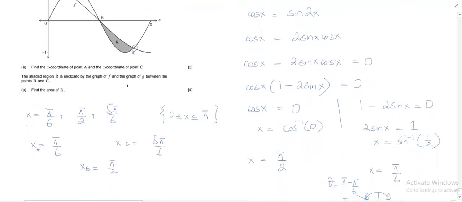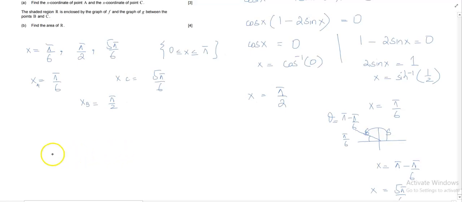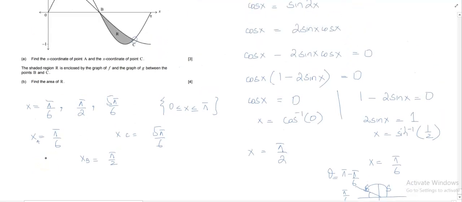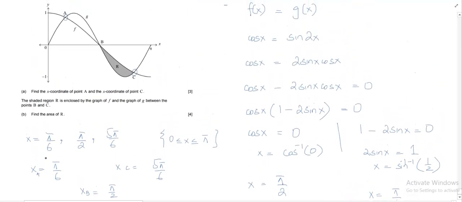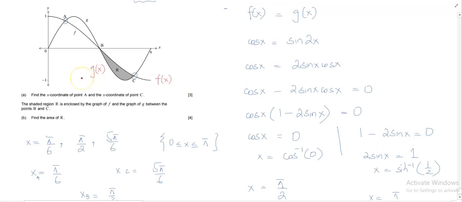Okay, now let's just focus on part B of it and see how we can find that out. The shaded region R is enclosed by the graph of f and the graph of g between the points B and C. Find the area of R, right? Now the way we can find that out is we need to look at which of the functions is staying at the top and which one is staying at the bottom, right? So if I go by that analogy, my function f of x is the one that is staying at the top, and g of x is staying at the bottom, right?